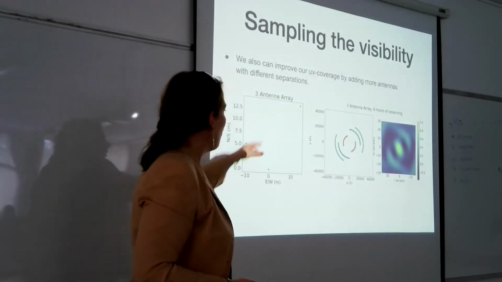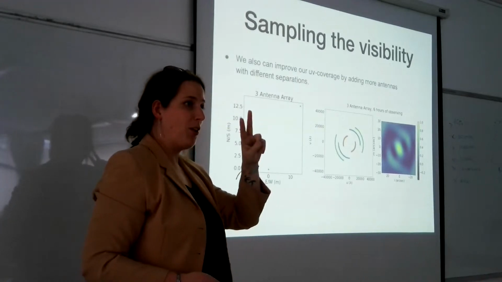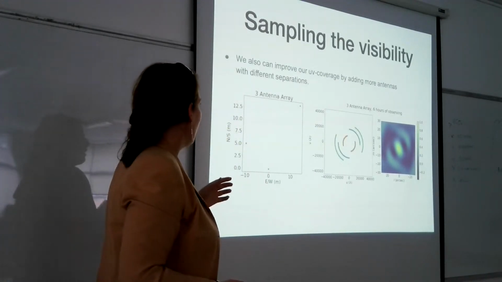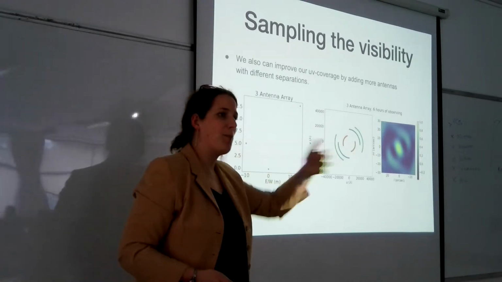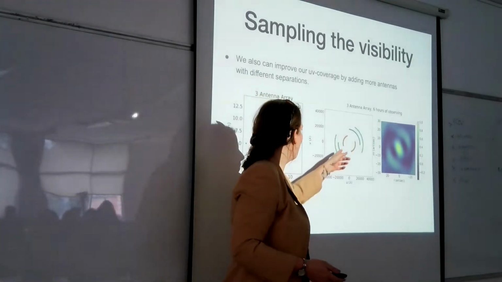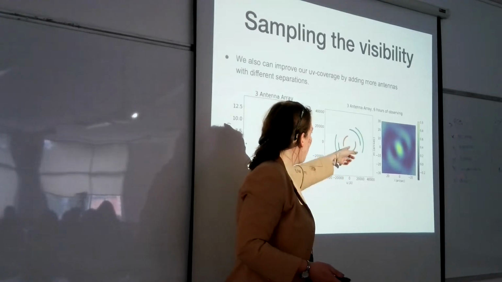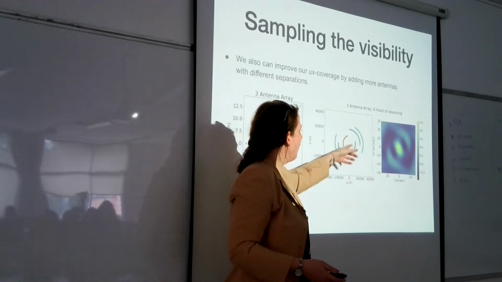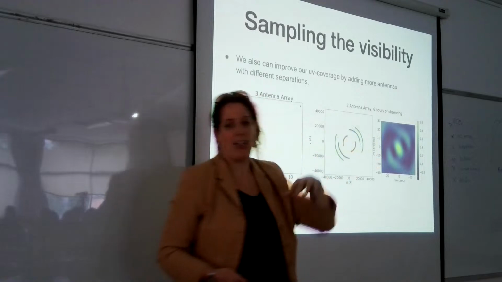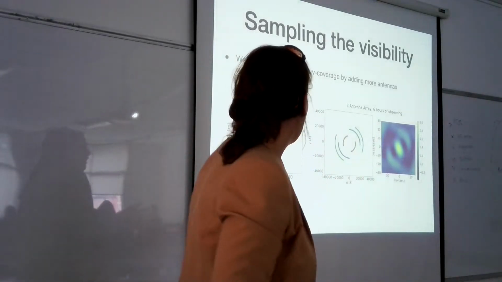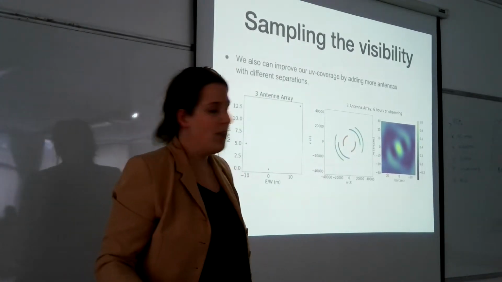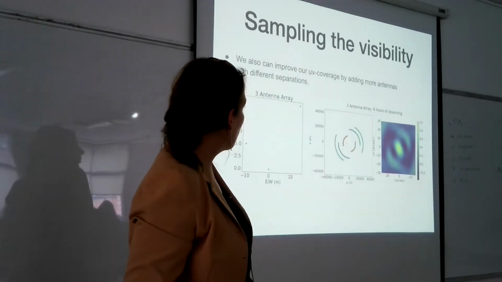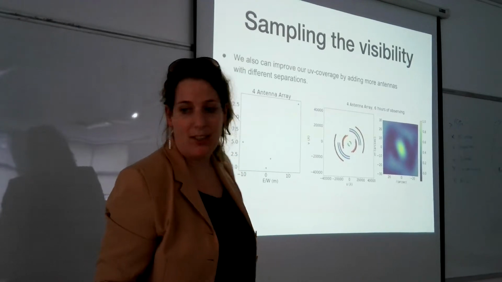And like I said, so far we've just been talking about two antennas and the Earth is rotating. Of course, when you start adding more antennas, you suddenly have more relative distances. So now you start to fill up your UV plane with all these different baselines, again as a function of time because the Earth is still rotating. So as you can see, the beam starts to become better and better.